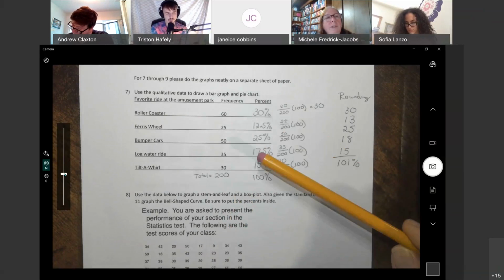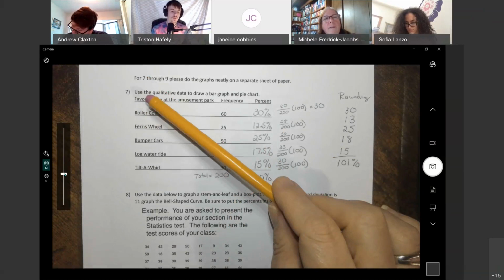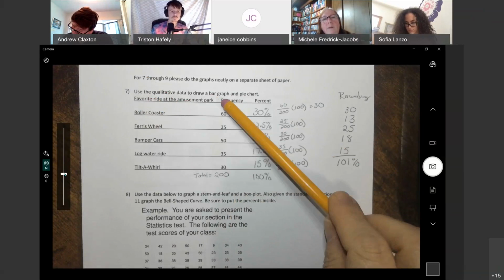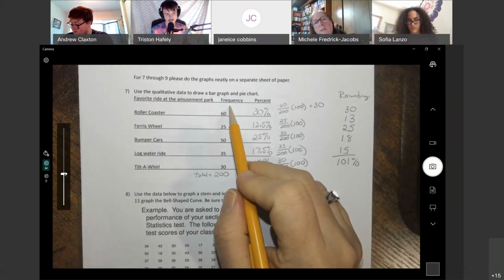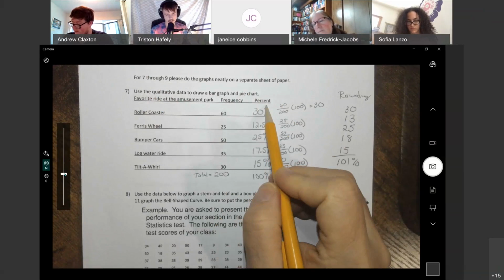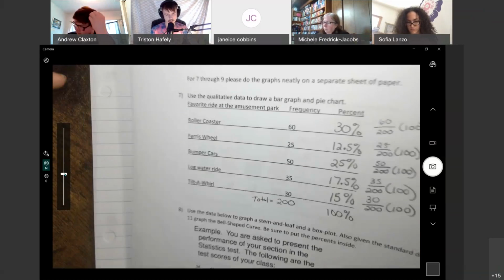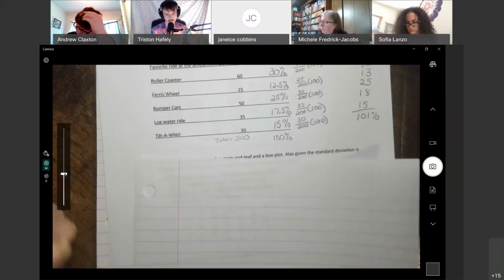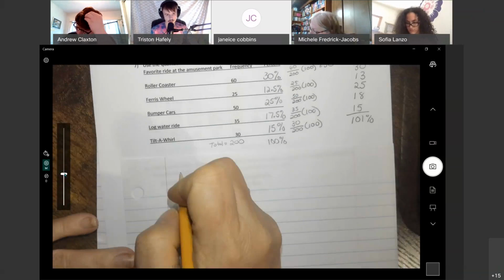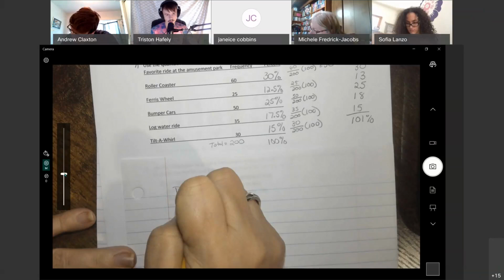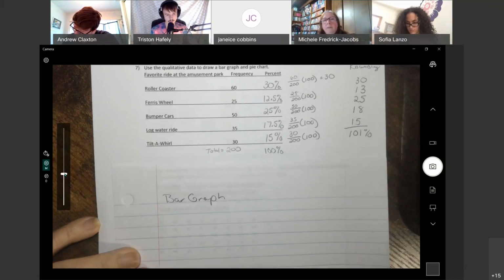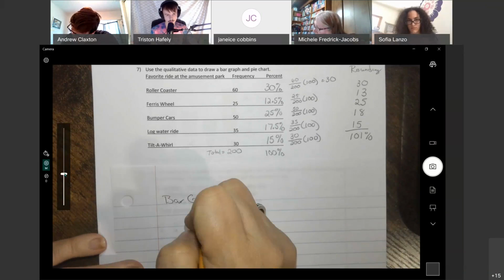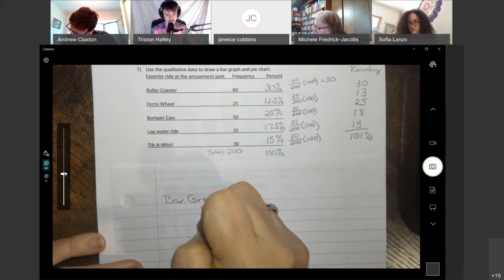So these are our percents. They ask us to graph a bar graph and a pie chart. The bar graph uses the frequency, the pie chart uses percents. So our bar graph, you should always put a title on your graph.